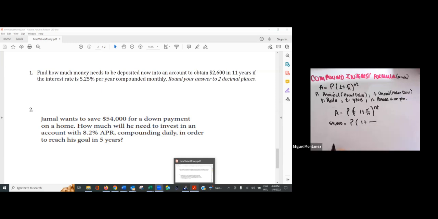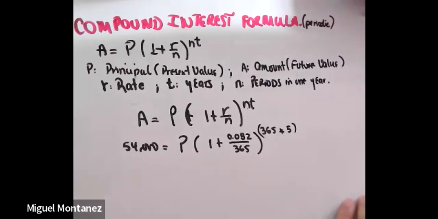Now the rate is 8.2%, so 0.082. Oh, this one is compounded daily, so 365 days in a year. Once again, N is 365 times 5 years. So that's what he needs to do. And so now we need to solve for P, not for A.